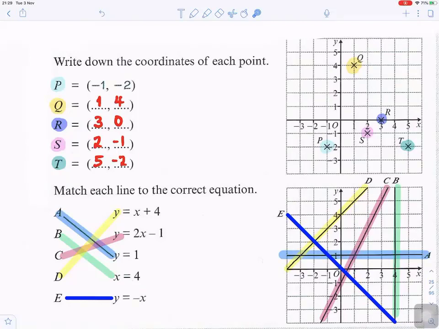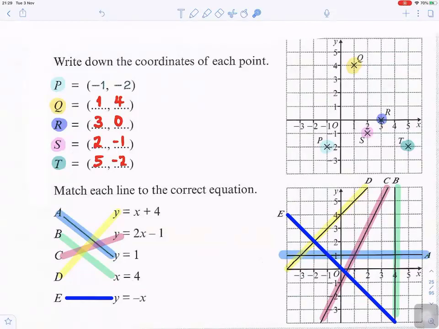Line B. Let's pick some points on line B: 4, 0; 4, 1; 4, 2; 4, 3; 4, 4; 4, 5. They all start with a 4. So the vertical line is x equals 4. And in general, x equals k or a. And the horizontal line is y equals a number or a constant, y equals k. In this case, y equals 1.